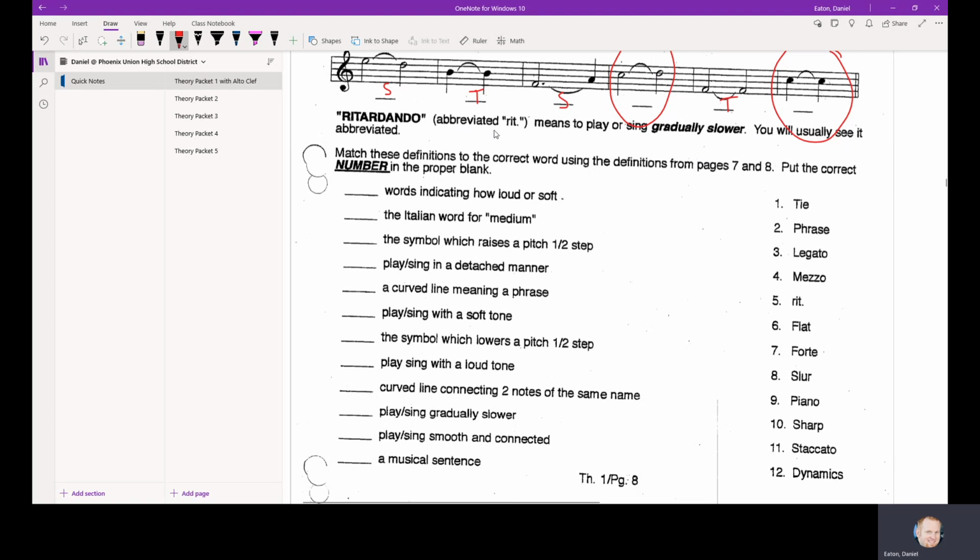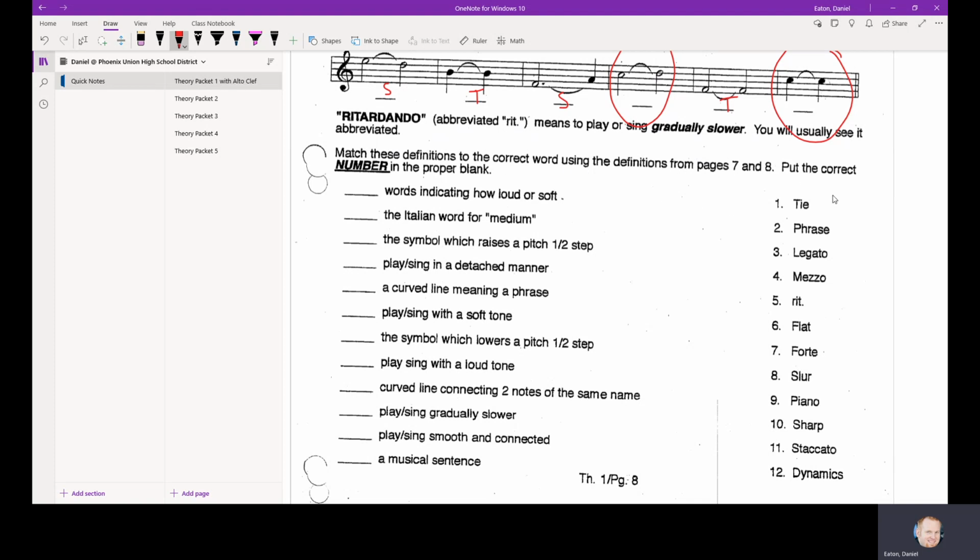Okay, ritardando, abbreviated RIT, means to sing or play gradually slower. You will see it abbreviated most often. So whenever you see RIT, it just means to sing or play gradually slower, okay? All right, match these definitions to the correct word using the definitions from pages 7 and 8. Put the correct number in the blank.